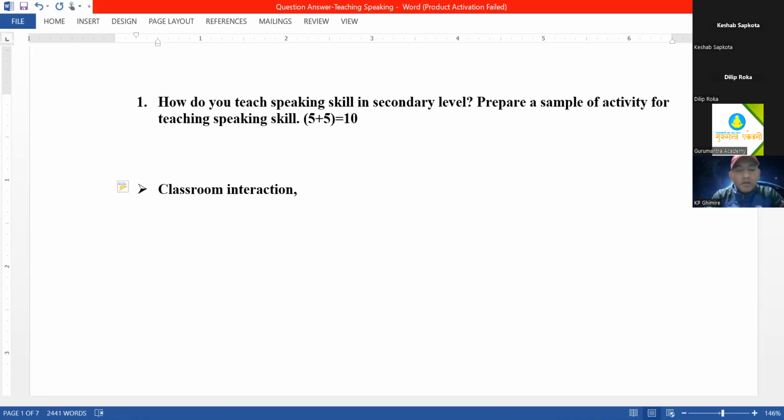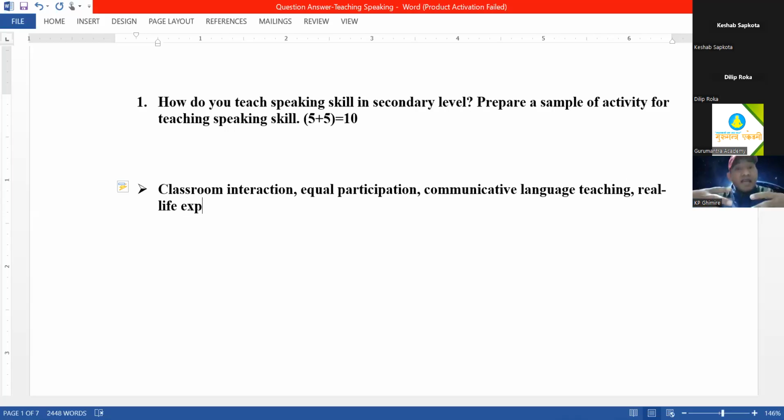Similarly, equal participation is necessary. While writing the answer for the first part, this is what I'm sharing. Equal participation means everyone gets the opportunity to be involved in the speaking activities. Similarly, the teacher has to adopt communicative language teaching. Similarly, the teacher has to bring some real life experiences, connecting. This is the role of the teacher.